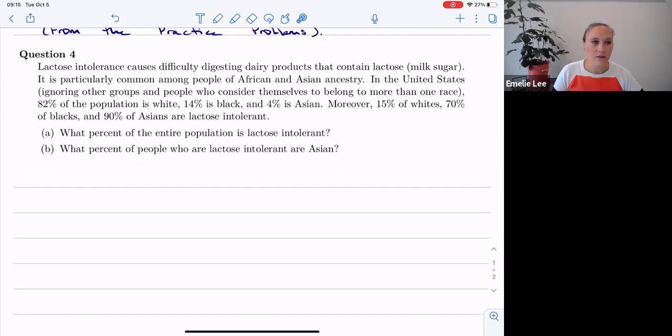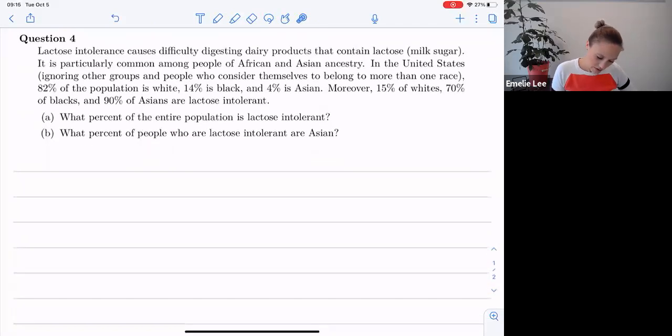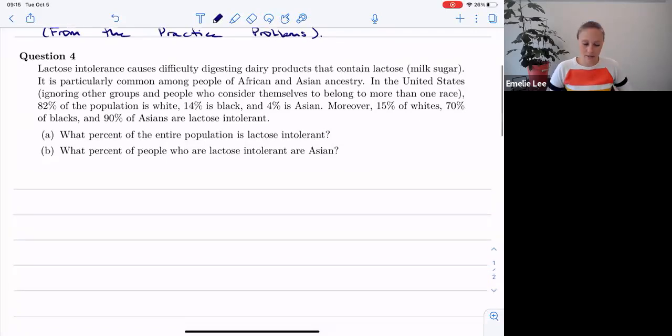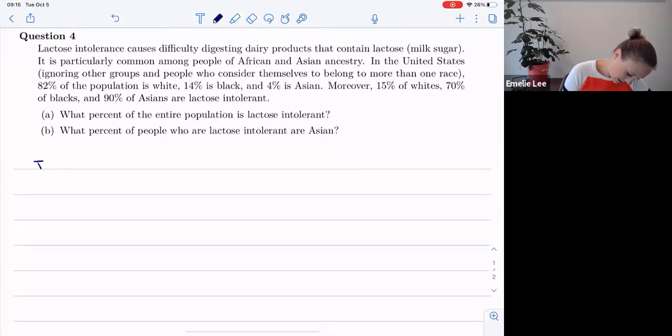We want to start by drawing a tree diagram. You don't have to, but I find that it definitely makes it easier. Okay, so I'm going to solve this using a tree diagram.